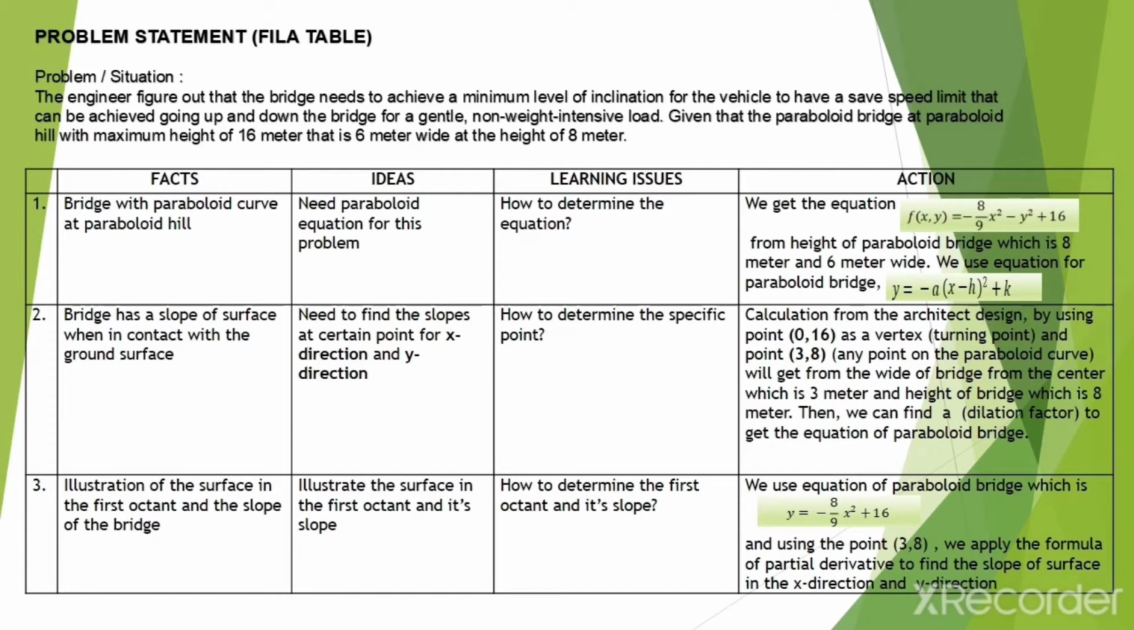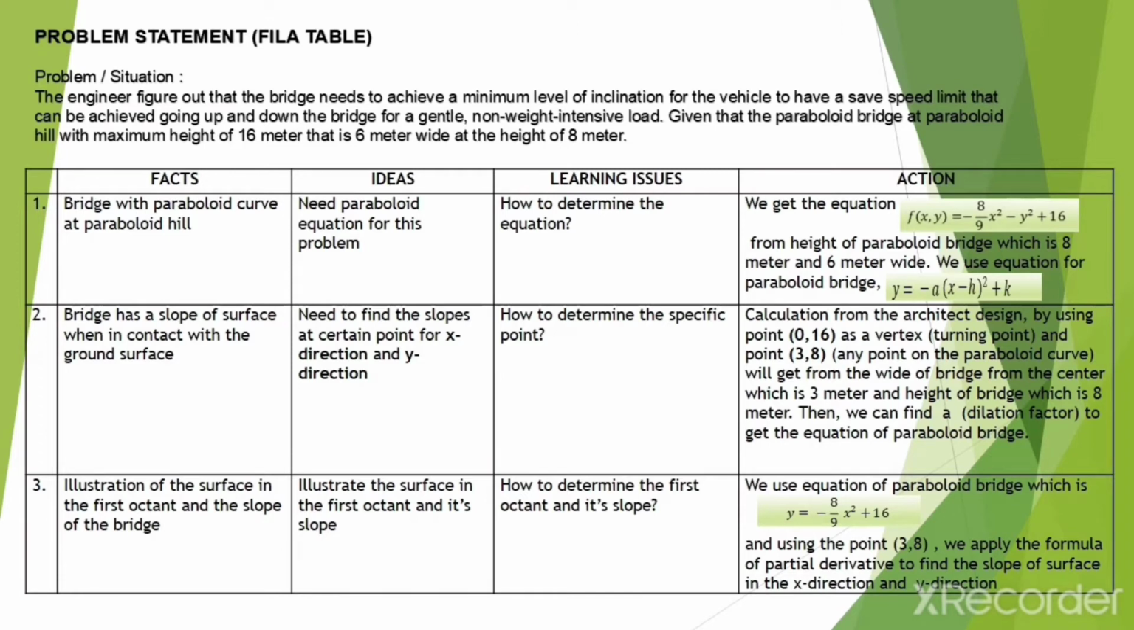The second fact is bridge has a slope of surface when in contact with the ground surface. The generated idea is we need to find the slope at certain point for x direction and y direction. What we learn is how to determine the specific point. The action, we must calculate from the architect design by using point (0,16) as a vertex, which is a turning point, and point (3,8), which is any point on the paraboloid curve. We'll get from the width of bridge from the center, which is 3 meter, and height of bridge, which is 8 meter. Then we can find a dilation factor to get the equation of paraboloid bridge.